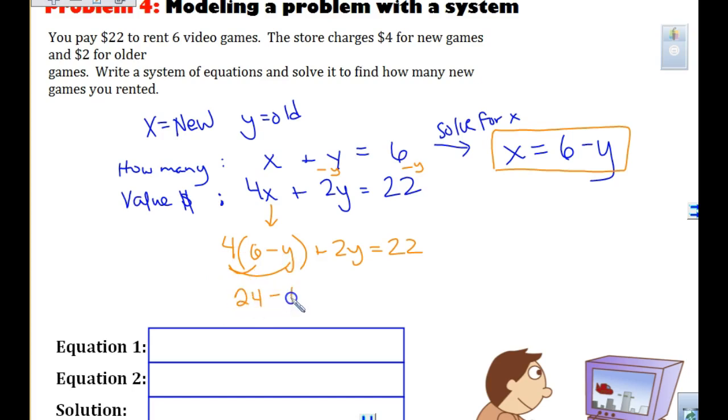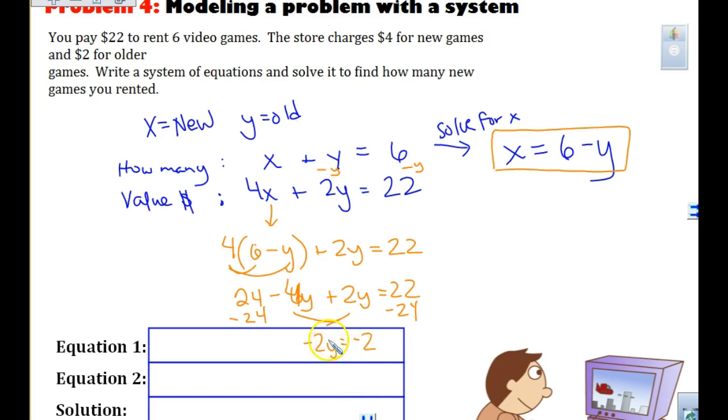So you have 24 minus 4y plus 2y equals 22. I have some people say, oh, I'm going to subtract 24 instead of adding my like terms. Can you do that right away? Yes, you can subtract 24. Now if we add our like terms, I have a negative 2y equals a negative 2.